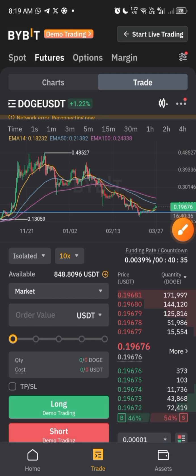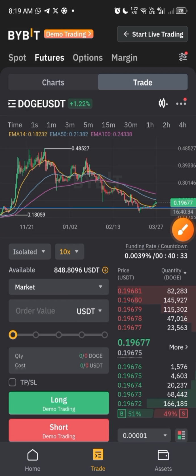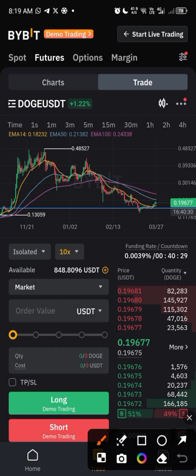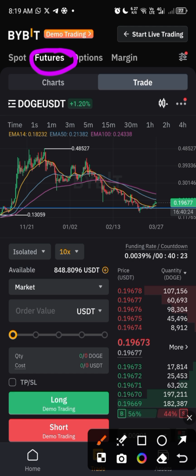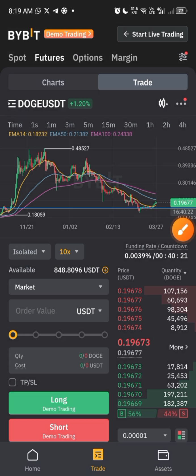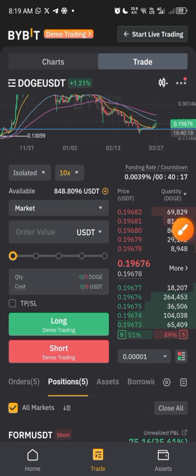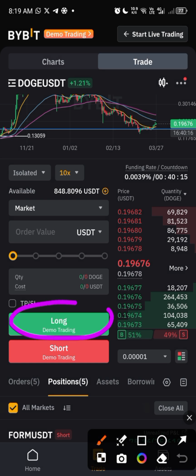Now when you see me drop the signals in the group, you come to your futures trading. Remember, we are on futures trading. So of course, futures trading is also on live account. This is just the demo account, and you go to your futures trading on live. Now depending on what I drop, if I drop long, you can see here we have long, we have short.